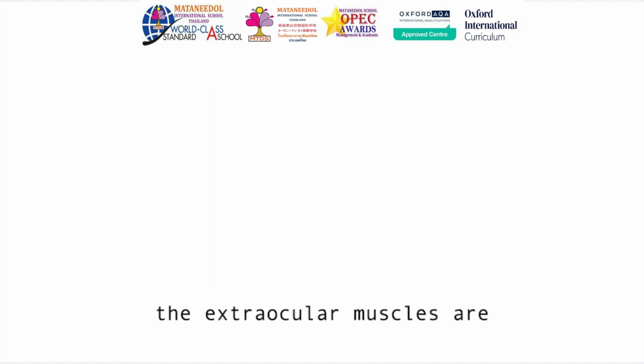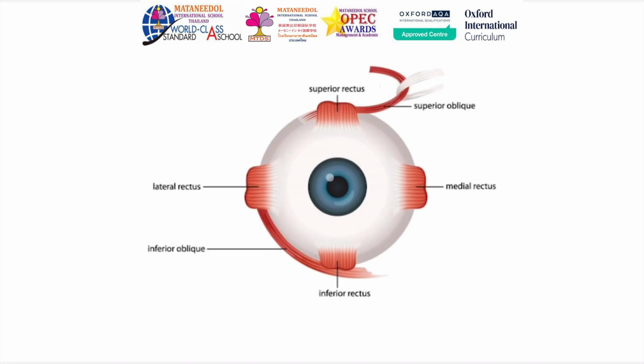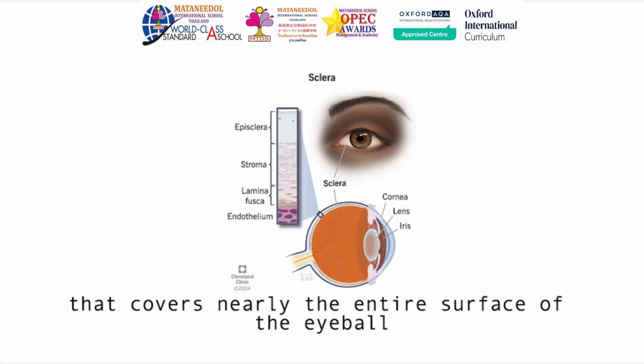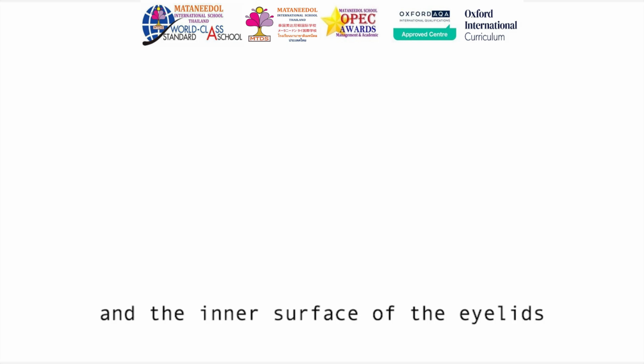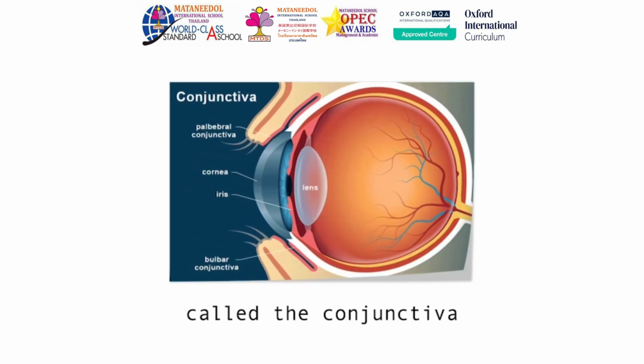The extraocular muscles are attached to the white part of the eye called the sclera. This is a strong layer of tissue that covers nearly the entire surface of the eyeball. The surface of the eye and the inner surface of the eyelids are covered with a clear membrane called the conjunctiva.